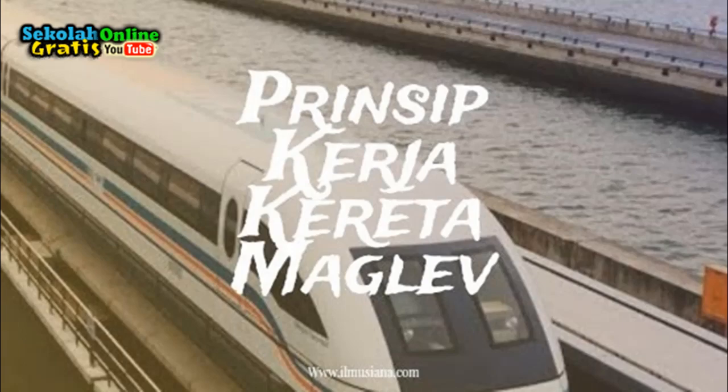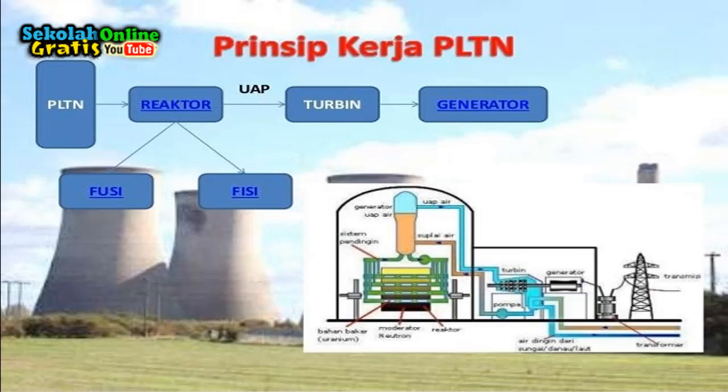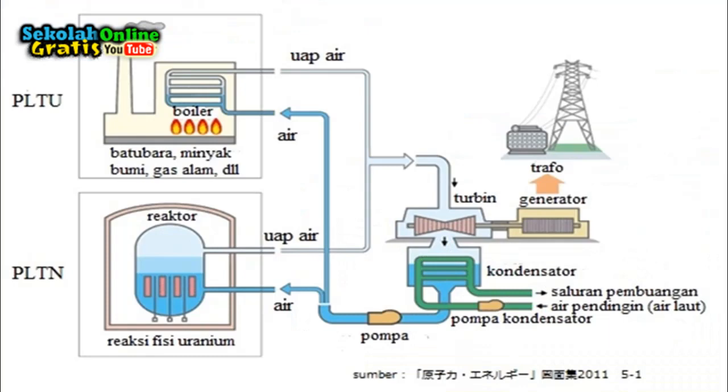Nuclear power plant. PLTN is a power plant that uses nuclear energy. The way it works is like conventional power plants, for example coal power plants. Water is heated using coal fuel until it evaporates. The steam produced is used to drive a turbine, which in turn drives a generator. This method can reduce the amount of non-renewable natural resources and can pollute the environment due to combustion that produces carbon, sulfur and nitrogen fumes.